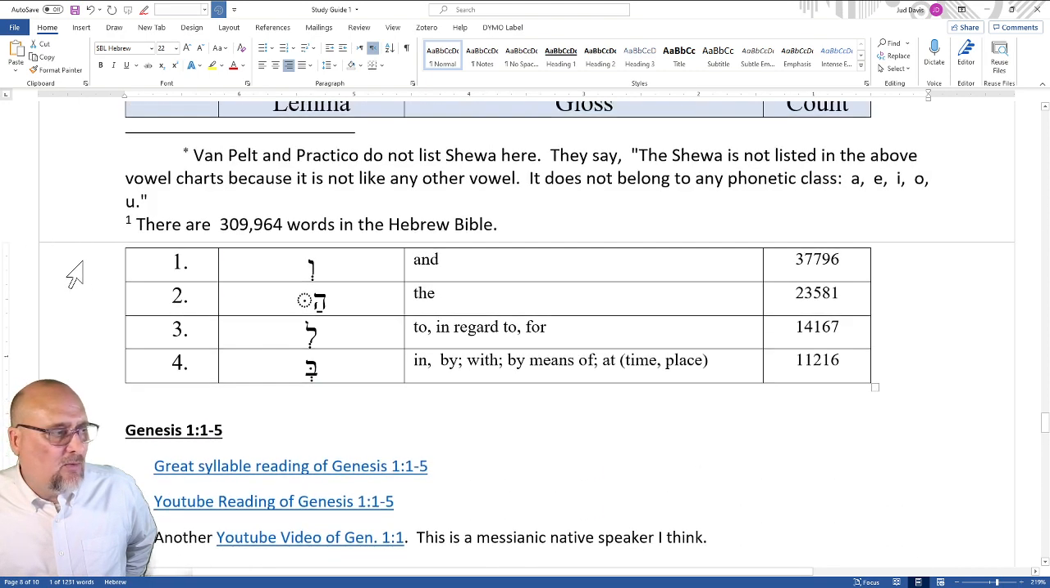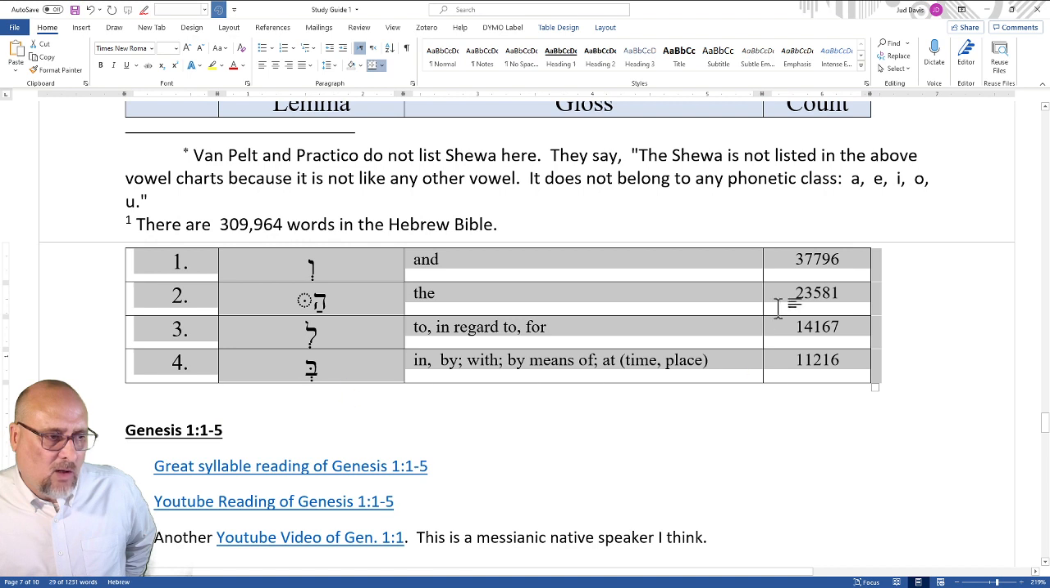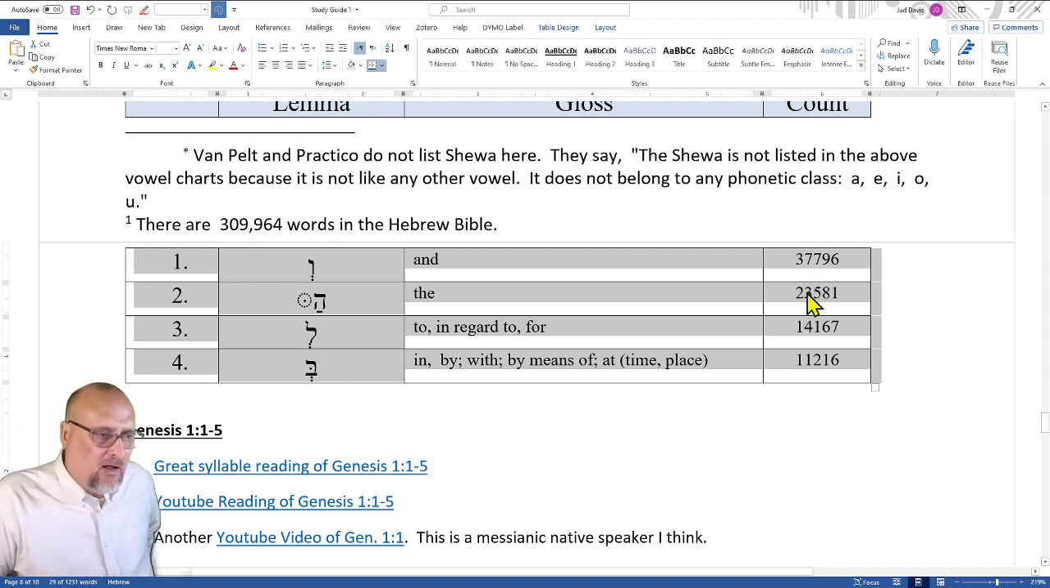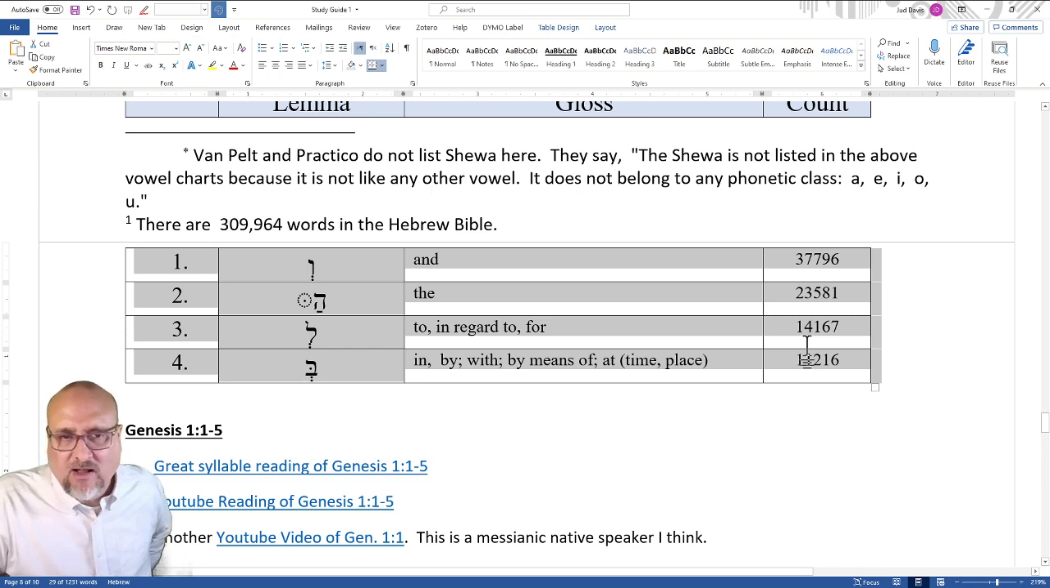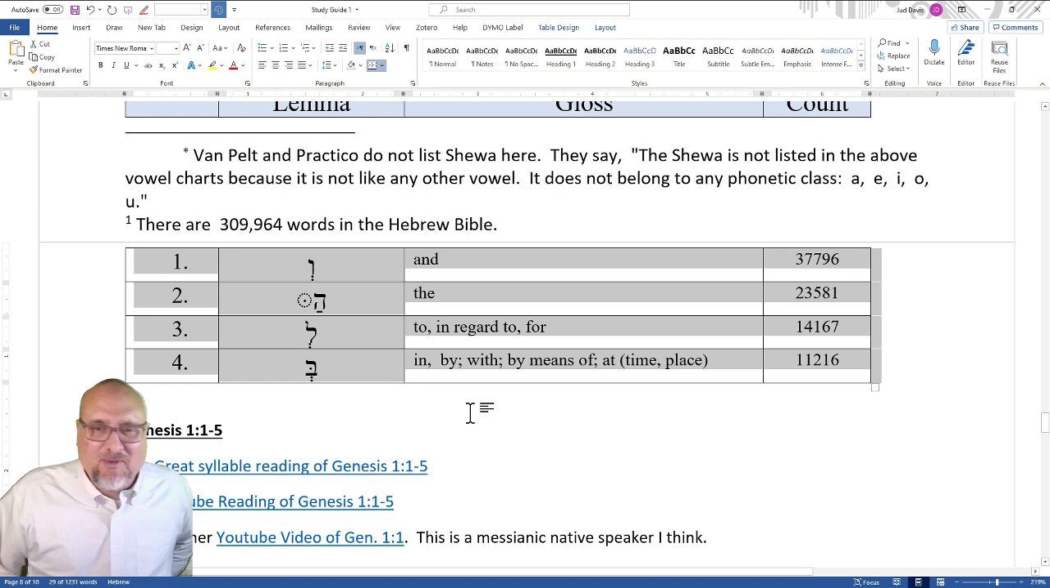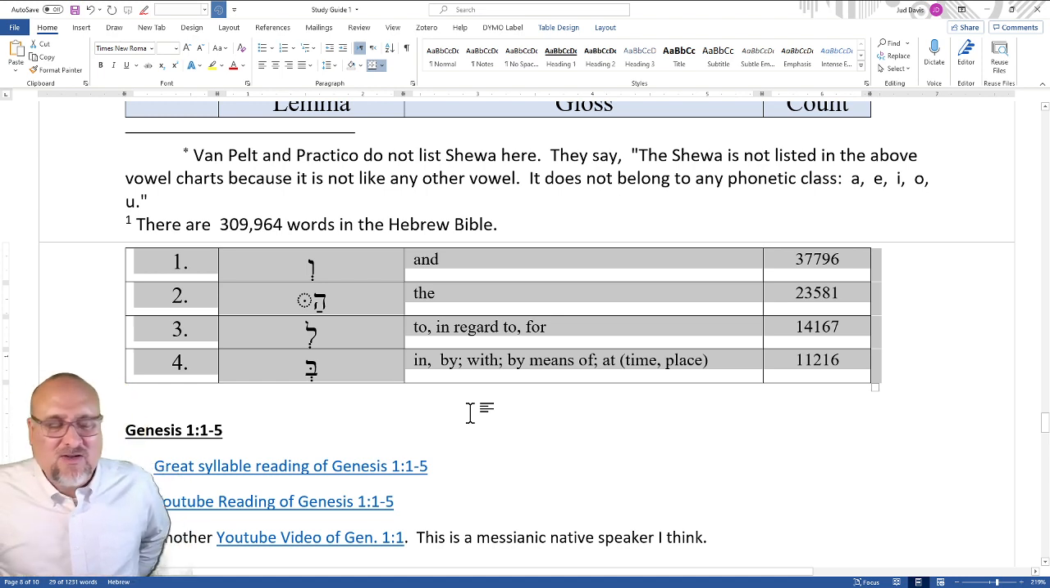So if you learn these 4 words, that's 37, 23, 40, 60, 74, 85,000 words you've just learned in the Hebrew Bible if you'll learn these 4 words. So how important is it to learn these 4 words? It's massively important to learn these 4 words. And that's what we're going to do. We're going to go through the list and learn the top 500. And the more we learn, the easier it will be to read.